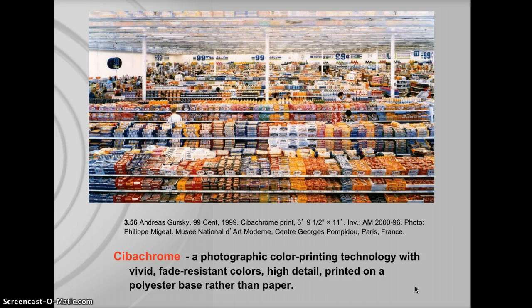And right now you're seeing a lot of digital photography, but there's still analog photography that's black and white or color. And cyberchrome is a type of analog photography that just requires the polyester-based paper rather than another type of photo paper.